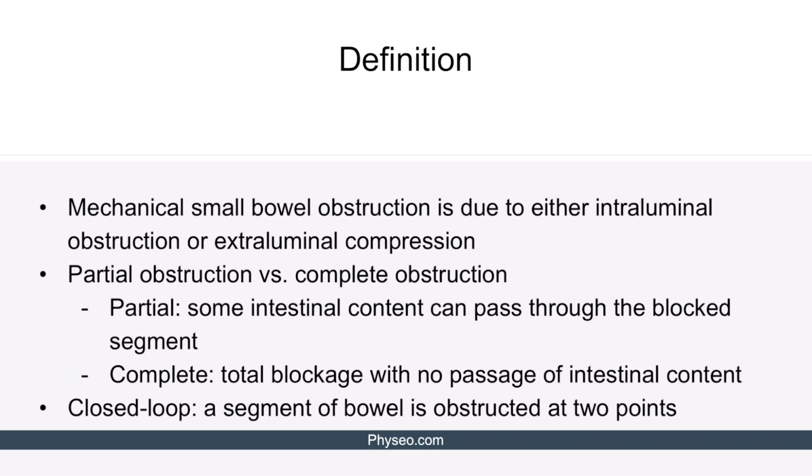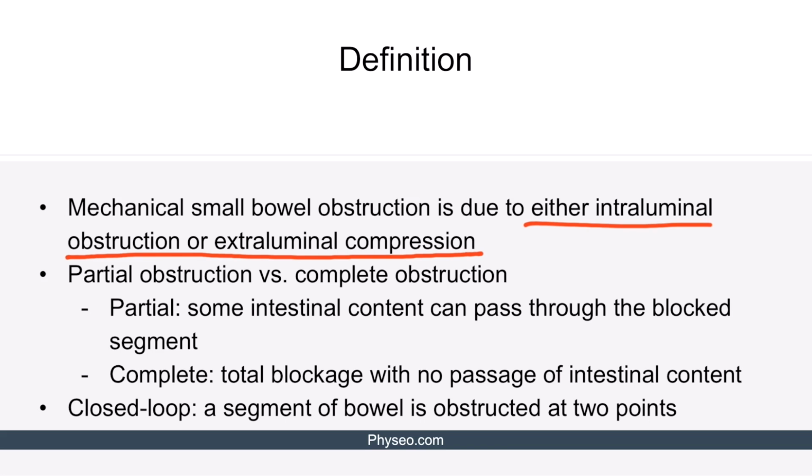First, let's take a look at the definition of small bowel obstruction. A mechanical small bowel obstruction occurs when there is an intraluminal obstruction or extraluminal compression that prevents the passage of small bowel content. There are several specifiers for the type of small bowel obstruction.